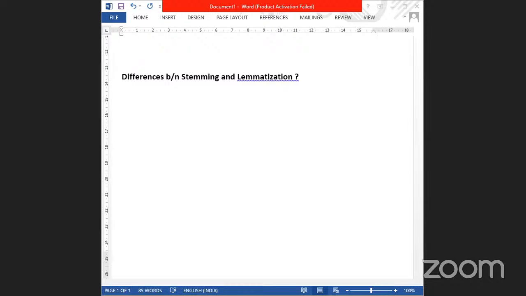Okay, Rahman. Okay, sure. I'll do that. No worries. So, Akhil is saying stemming and lemmatization are important concepts used in NLP.